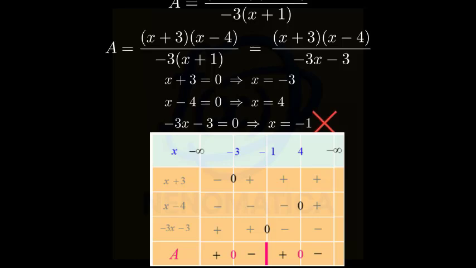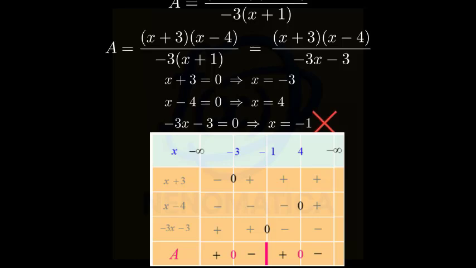First row, x plus 3. To the left of negative 3, it is negative. At x equals negative 3, it is 0. And to the right, it is positive everywhere. Second row, x minus 4. It is negative until x equals 4, 0 at x equals 4, and positive afterwards.